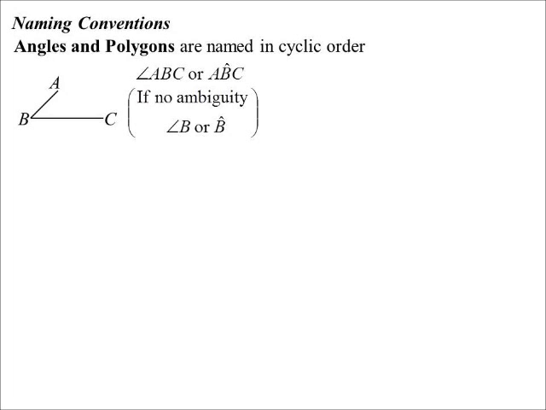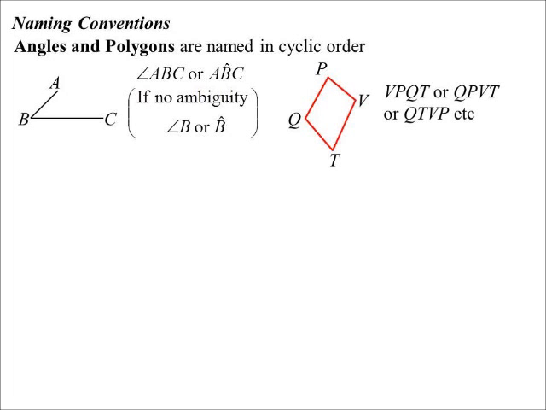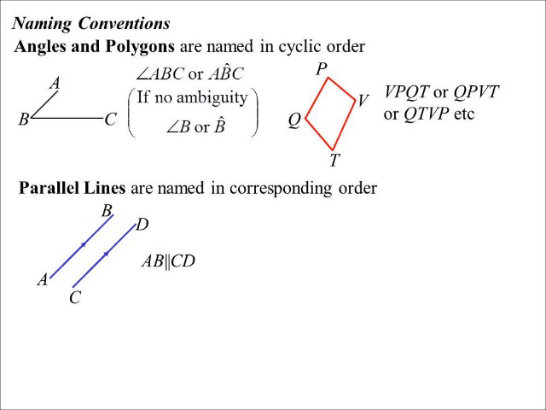If you have the vertically opposite angles, and if I was to just call that middle angle A, well, there's 4 possible angles I could be talking about. So in that case, I would name it ABC, or whatever it happens to be. There's a quadrilateral. Lots of different names I could call this, so long as I'm just going around in order. Clockwise, anti-clockwise, doesn't matter. There's a whole heap of them you could call it. When we name our parallel lines, name them in corresponding order. So here I would say AB is parallel to CD. Or I could say BA is parallel to DC.